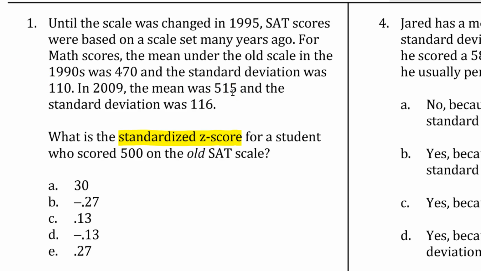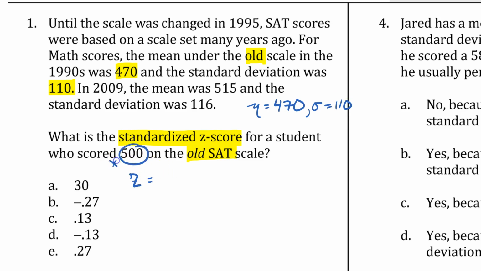Now, one of the things that's a little confusing, maybe not confusing, but just a little reading comprehension that you need to do, is seeing that we're looking at the old SAT scale, because they gave us the old one and the new one. So the old one was a mean of 470 with a standard deviation of 110. So that's the key thing we need to know, that the mean was 470 and the standard deviation was 110.